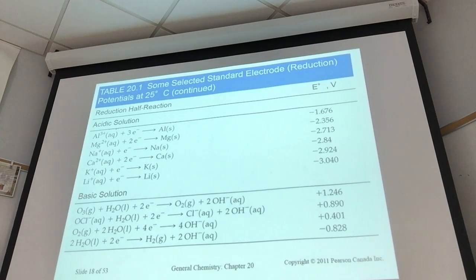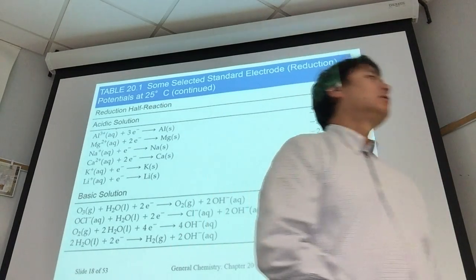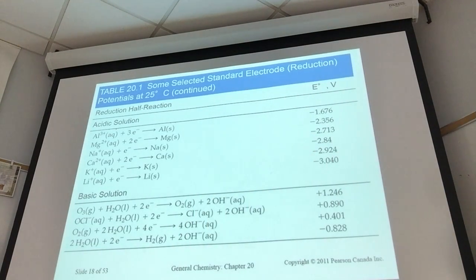Depends. You want high voltage. Let's say we want high voltage. Do we want a high oxidation potential and a low reduction potential? Or do we want a high oxidation potential and a high reduction potential? Or do we want a low oxidation potential and a low reduction potential? What would make the highest voltage? The strongest and the weakest together. No, the strongest and the strongest.